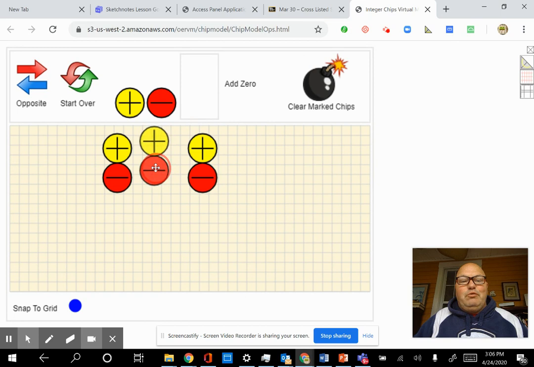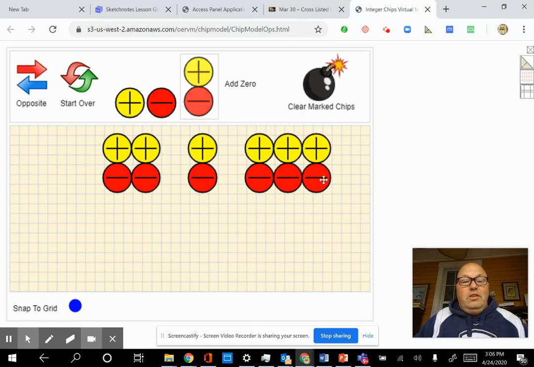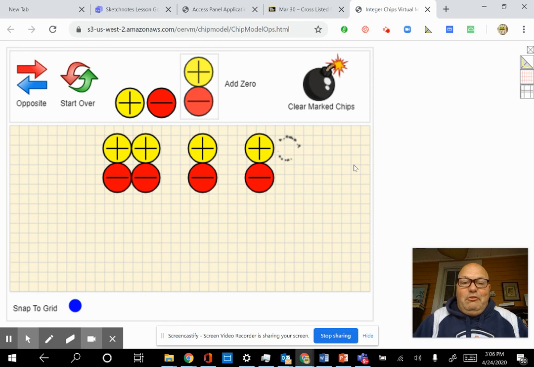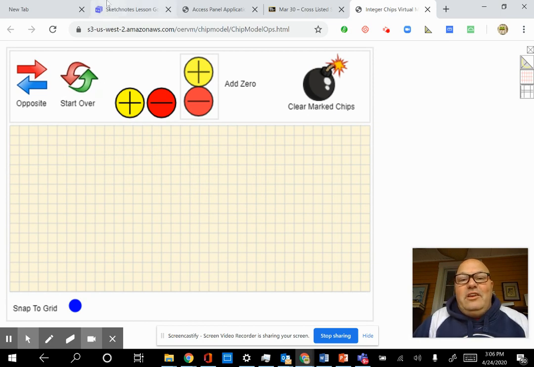We can add 6 of these if we want. Okay, here we have 6 positives and 6 negatives, and they're still equal to 0. And if we go like this, they cancel each other out because adding 0 and taking away 0 doesn't change the value. All right, so when we subtract numbers with different signs, we're going to have to add what's called a zero pair in order to do that with chips.